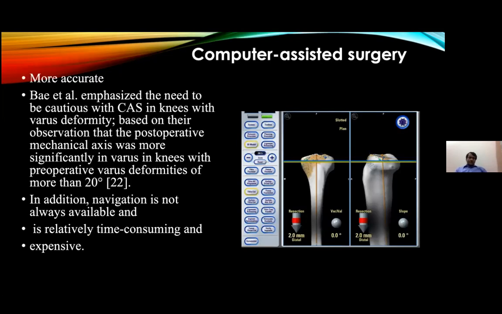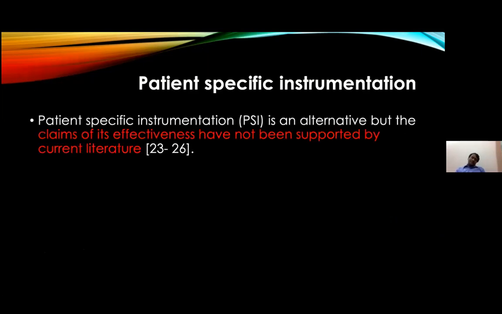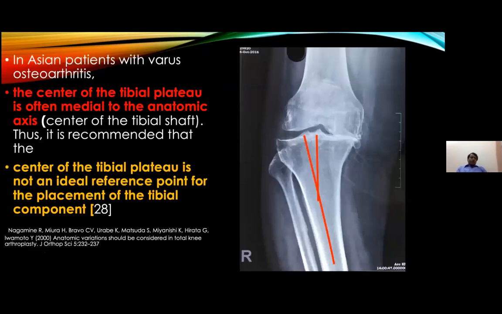And computer assisted surgery, we can use for accurate alignment of the tibia, but again, the error rate depends upon your registration. If your registration is wrong, it can cause a tibial cut that is either varus or valgus, and it is not available everywhere, and it is time consuming and expensive. Patient specific instrumentation has not been very supported by the literature, it has come and gone, and it's costly and time consuming.